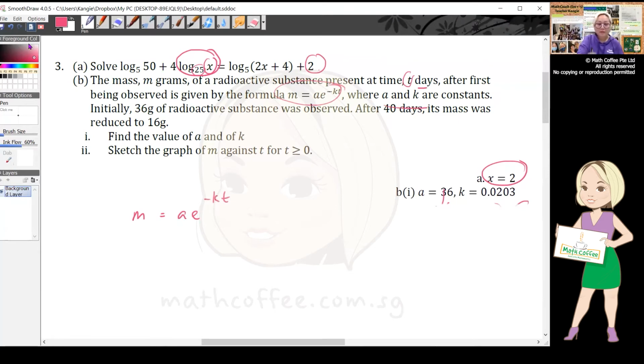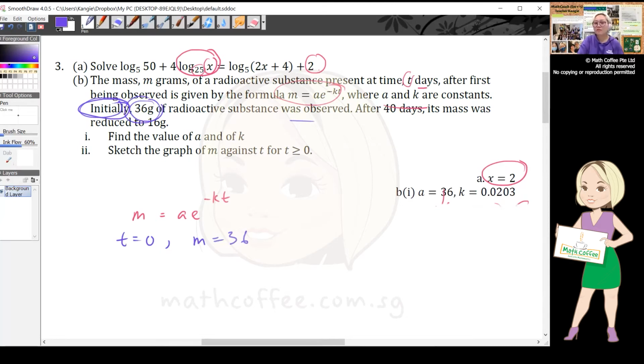So there's a lot of unknown alphabets there, right? So they will definitely give you some information. Then you will have to form an equation and solve for the unknowns. So the trick here is initially. Initially means at the starting. At the starting means t equals to zero. So they are trying to tell you, oh, when t equals to zero, the mass is 36 gram.